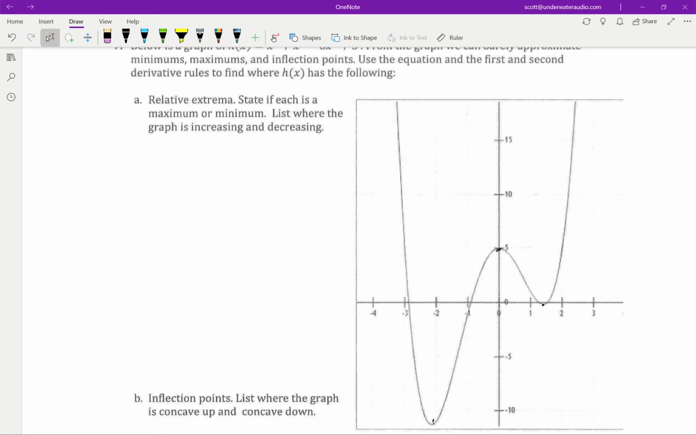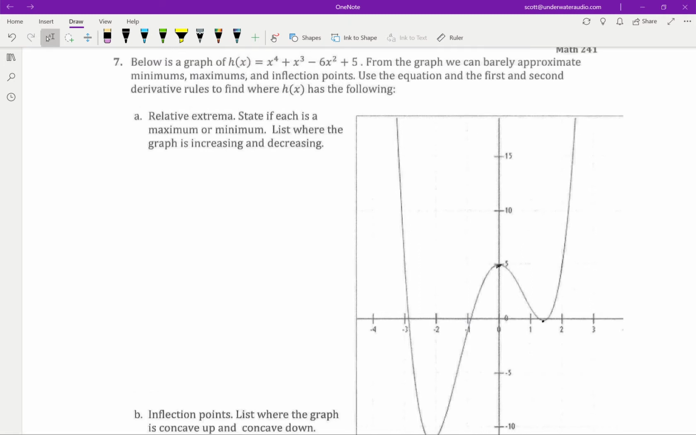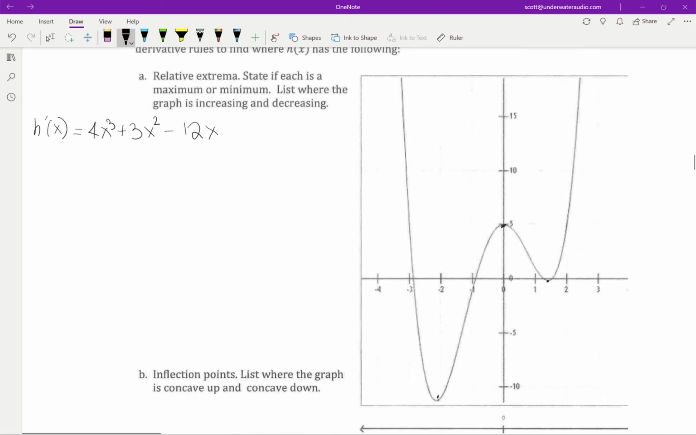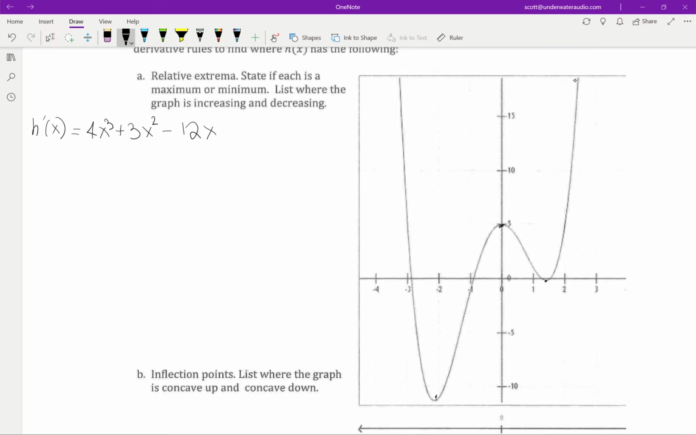So first I'll start by taking the derivative. So h prime of x would be 4x cubed plus 3x squared minus 12x. Okay, and then the thing that I know from looking at the graph, if I'm looking for these minimums and maximums, the slope is 0 at those points. So I'm going to set my derivative equal to 0 and try to solve that. And it looks like it could factor an x out.